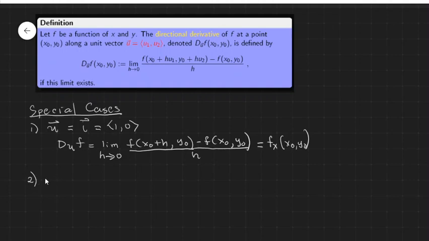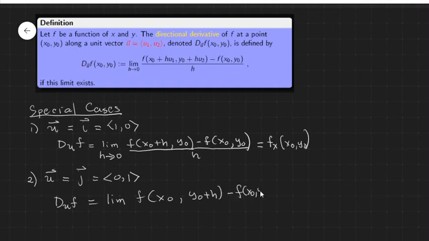Now the second special case is when the unit vector is in the direction of the positive y-axis, or u equals j equals (0, 1). Then the directional derivative in this case will be equal to the limit of f of x naught plus 0, since u1 is 0, comma y naught plus h, minus f of x naught, y naught, over h as h goes to 0. And this is equal to the partial of f with respect to y evaluated at (x naught, y naught). So in other words, the directional derivative is a generalization of partial derivatives.